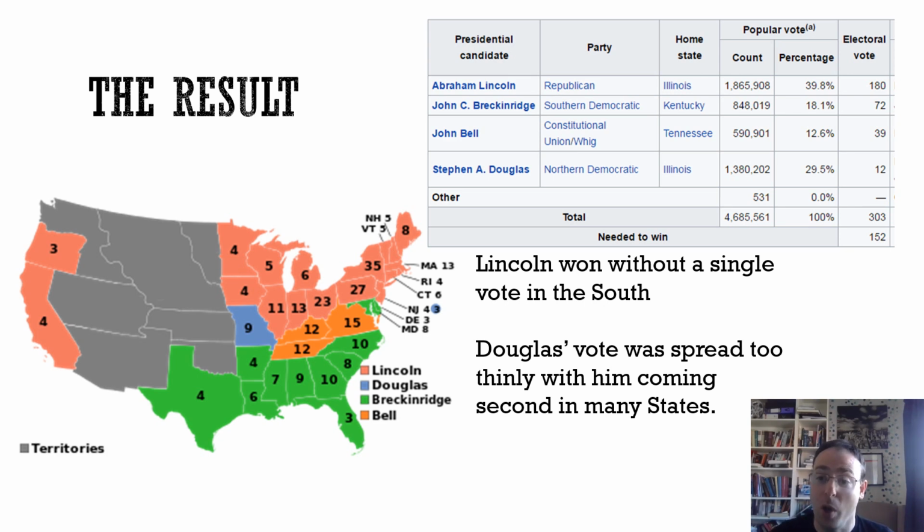Douglas, I think, has probably got the most reason to be upset with the results. We can see he's got almost 1.4 million votes, 30% of the vote. He only gets 12 electoral college seats from that. Essentially, he comes second everywhere. He comes second to Breckinridge. He comes second to Lincoln in particular. He comes second to Bell.